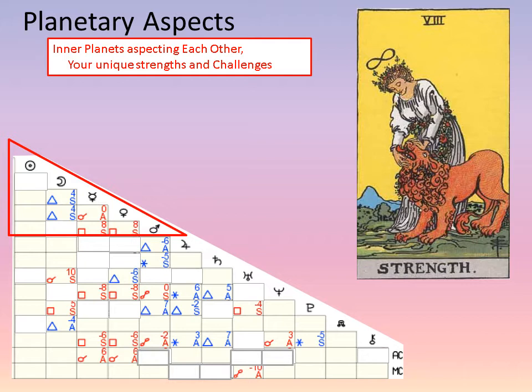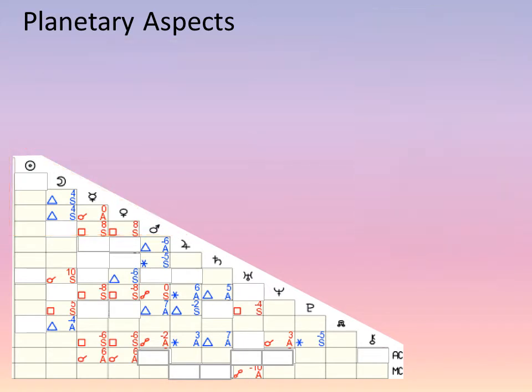You can see the harder aspects are in red, and the softer ones are in blue. I like this Strength card because it shows overcoming an obstacle with gentleness. So it's both hard and soft, being able to tame this lion.